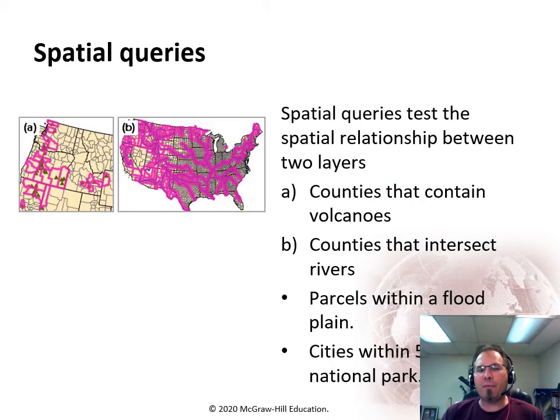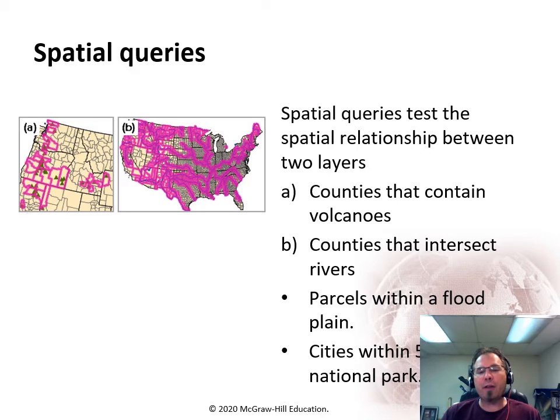The next type of query we're going to talk about are spatial queries. Now, these can be very powerful as well because you're comparing spatial relationships between two completely different layers. So some examples would be counties that contain volcanoes or counties that intersect rivers. And I'll show you all kinds of examples. Parcels within a floodplain. Hopefully you can see already that, whoa, I didn't know you could do that. We could look at that.